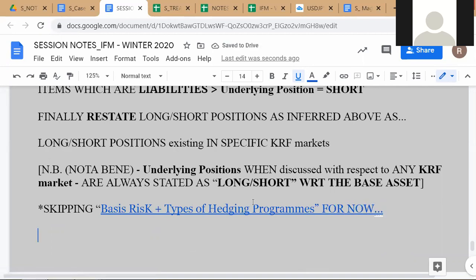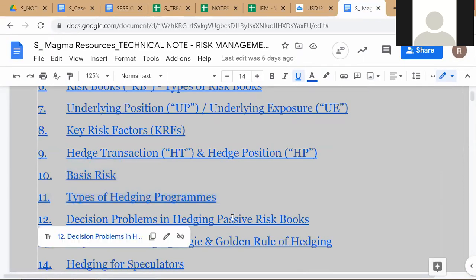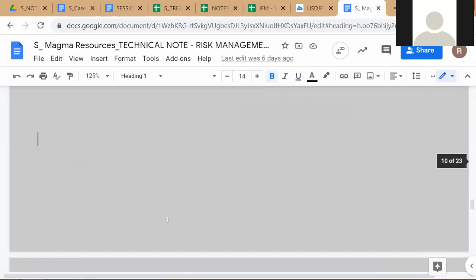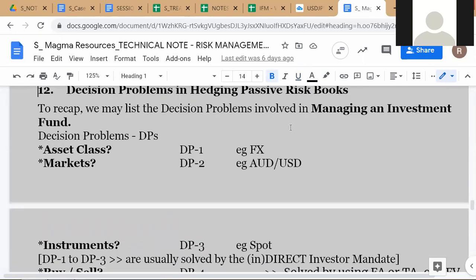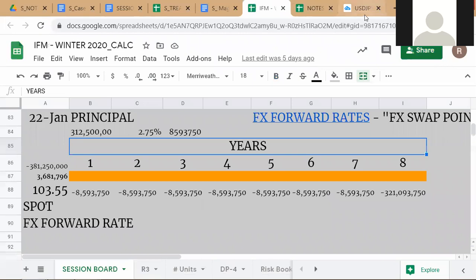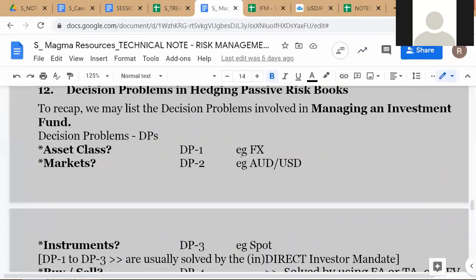Okay, we're skipping this. Now we are going on to this part, the decision problems and hedging passive risk books. You'll see this, right? Remember, this is what we are describing as a passive risk book. Let's bring this close to our balance sheet. So we have this, and we may need this also. Right, so we are now looking at this decision problem.